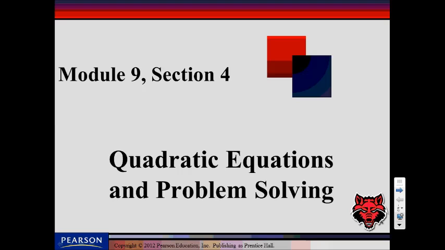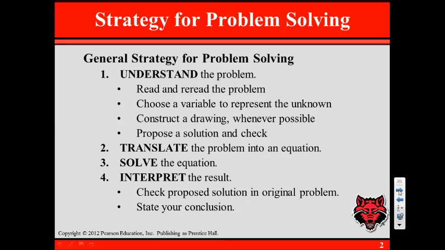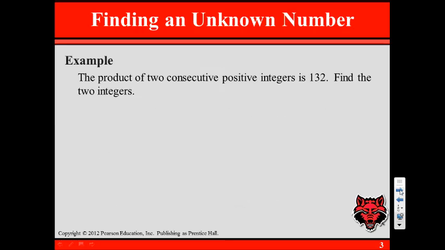In section 4, we will look at quadratic equations and problem solving. Remember the general strategy for solving any problem. First, we want to understand the problem. That means possibly reading and rereading the problem, choosing a variable to represent the unknown, and if necessary, constructing a drawing. Second, we will translate the problem into an equation. Third, we will solve the equation, and last, we will interpret the result. Make sure your answer makes some sort of logical sense.